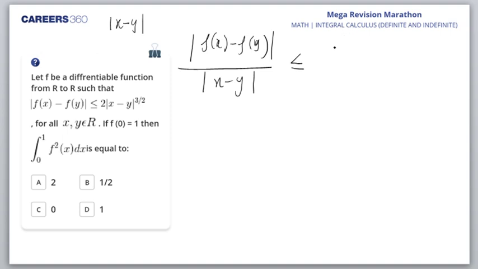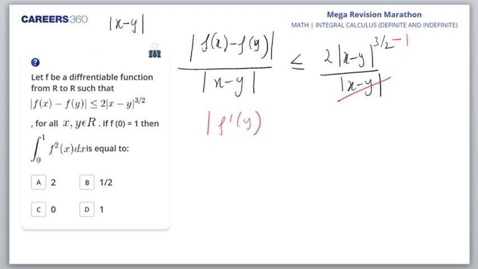Here I get 2 times mod of x minus y raised to power 3 by 2 upon mod of x minus y. When I divide on the right hand side, I get this as minus 1. So this expression on the left hand side is nothing but mod of f dash y. Am I right? Because numerator mod and denominator mod, the whole mod can be taken. So f dash y as x tends to y.